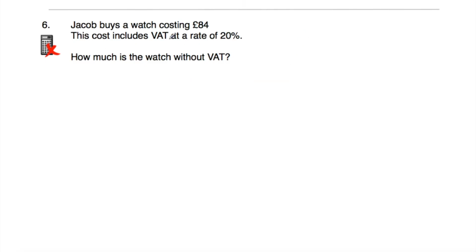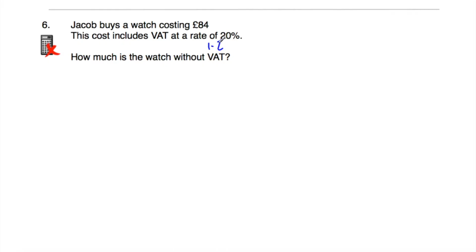Okay, so in terms of this question, if we consider multipliers, well, the cost of the watch was increased by 20% to add the VAT on. So that means that we would have 120%. So as a multiplier, that would be 1.2. That's if you want to increase something by 20%, you times by 1.2. So that means the price of the watch was multiplied by 1.2 to give us £84.